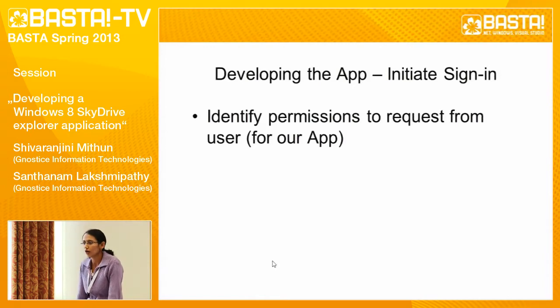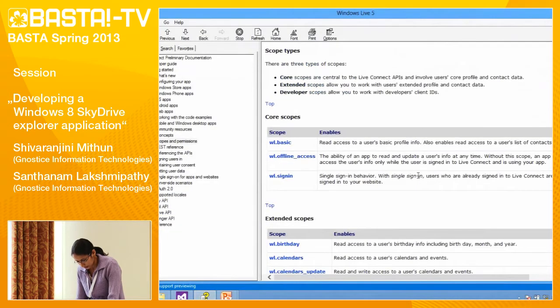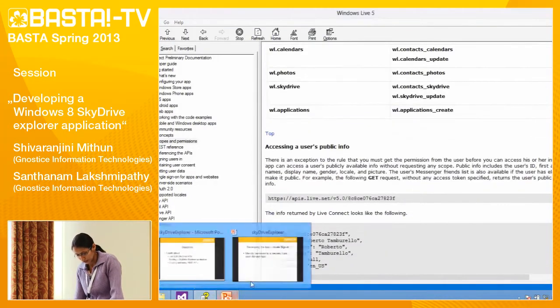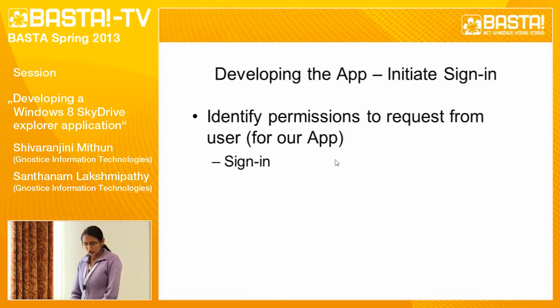These permissions are known as scopes. If we go to the Live SDK documentation, it has listed several scopes and permissions. We need to choose the right ones for our application. So let's see what scopes or permissions are needed. First, we should allow single sign-on capability for our application. That means if the user is already connected to any of the live services, we should not be asking the user to sign in again into our application, or if the user is signed in to their device using Microsoft Live ID, we should not be asking them to sign in again. So that is single sign-on capability.